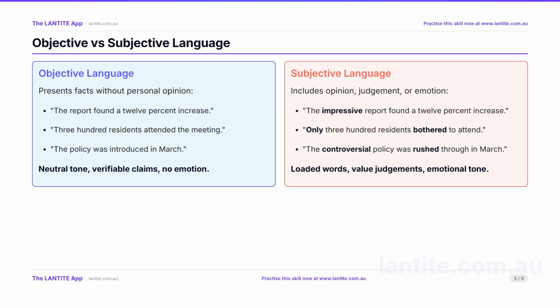Notice the difference between 300 residents attended and only 300 residents bothered to attend. Same fact, completely different stance. The word only suggests it was too few, and bothered implies people were lazy.